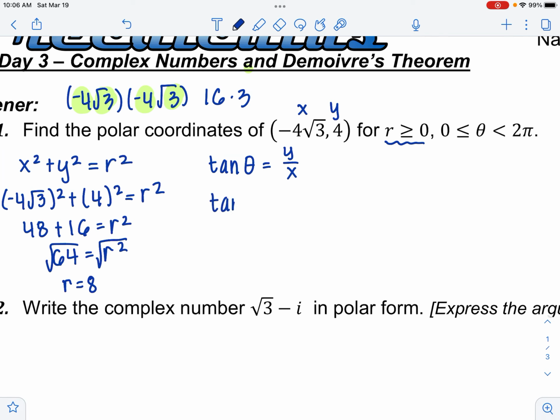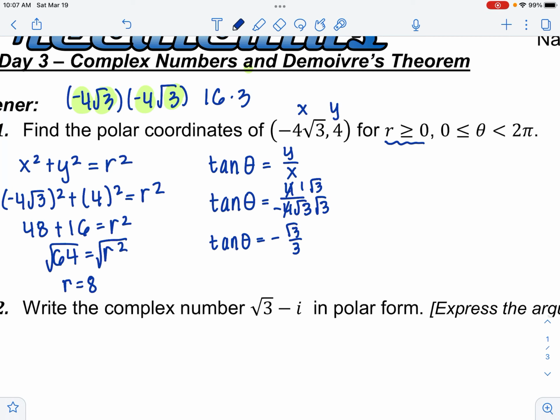So we have tangent of theta is equal to my y value, which is 4, over my x value, which is negative 4 root 3. The 4's cancel, or simplify to 1 is what I should say. You still have a 1 up here. And now I need to rationalize. So to rationalize, I'm going to multiply by root 3 over root 3, and I get tangent of theta is equal to negative root 3 over 3.